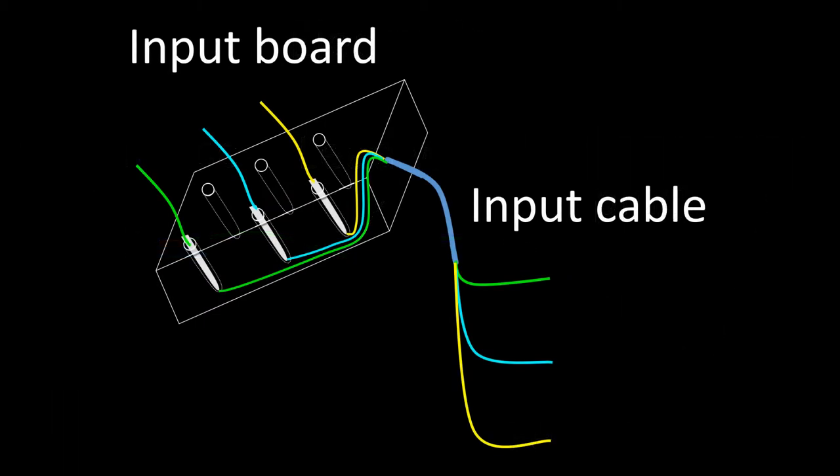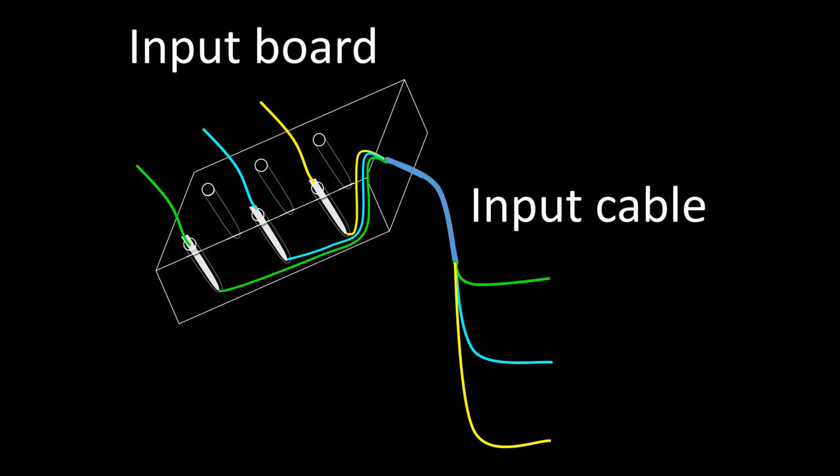The connector is placed in the input board slot, and then a cable carries the information to the solid region of the EEG machine, towards the derivation selector module.